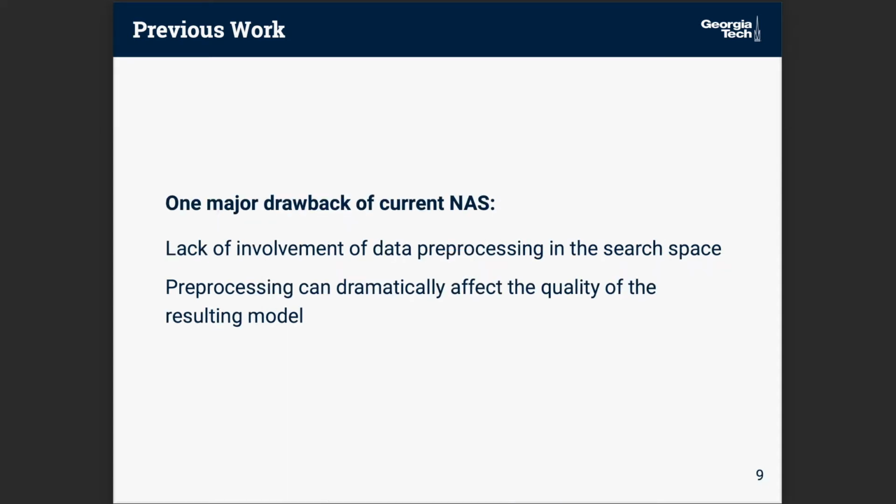However, one major drawback of current neural architecture search solutions is that there is a lack of involvement of data preprocessing in the search space. This is particularly important since data preprocessing can dramatically affect the quality of the resulting model. So we should allow the evolutionary process to act upon these functions as well.